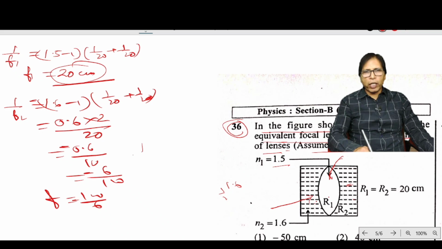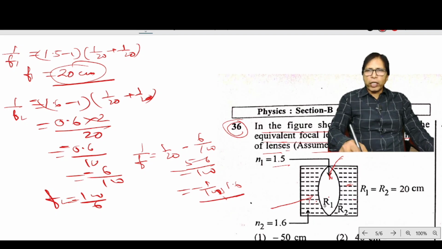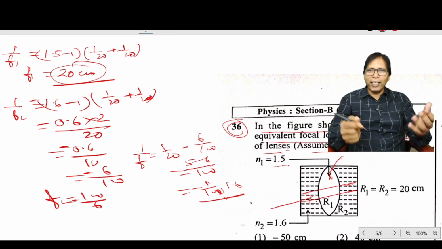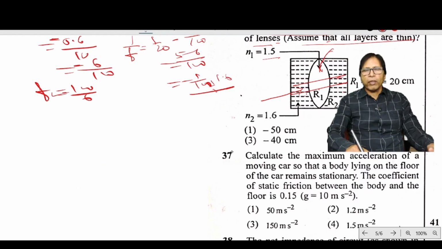So the equivalent focal length: 1 by F is 1 by 20 minus 6 by 100. So look at this, taking LCM 100, 5 minus 6, so this is minus 1 by 100. So the focal length of this combination is minus 100 centimeter. Look at this, option 4 is correct. Okay.